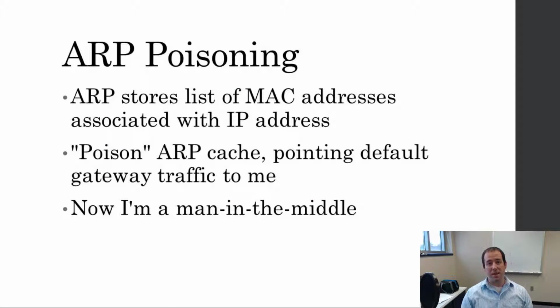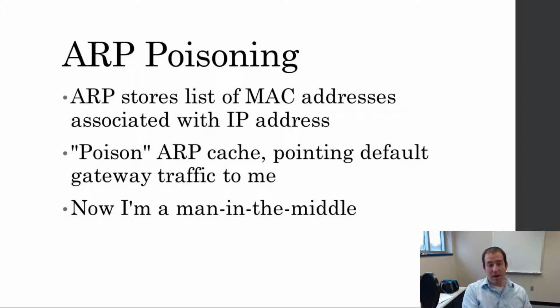The way you set up a man in the middle, very often, if you're not just going to set yourself up as a free Wi-Fi access point and hope people connect to you, another way to do it is through ARP poisoning. Remember that ARP, the Address Resolution Protocol, stores a list of MAC addresses associated with IP addresses, and it stores that in a cache on the computer. Well, if you can poison that ARP cache and basically tell a computer that I am the default gateway instead of the real default gateway, then that computer is going to send all of its traffic to me, and then I can forward the traffic to the default gateway, and nobody knows any better.